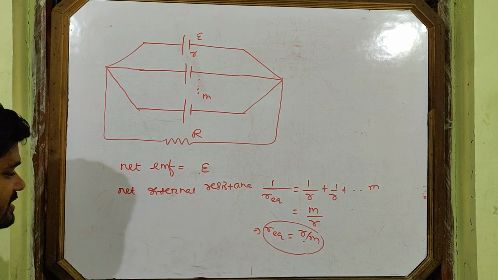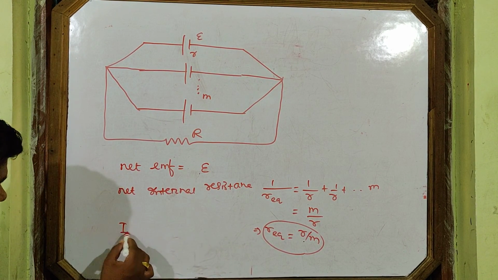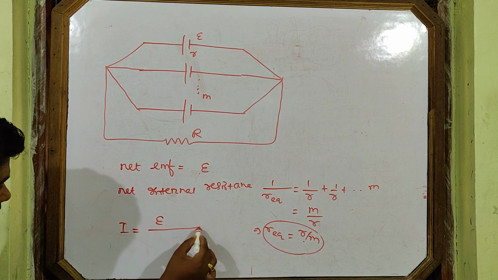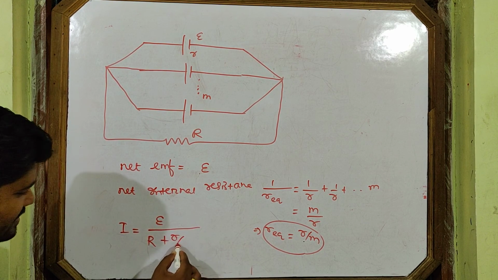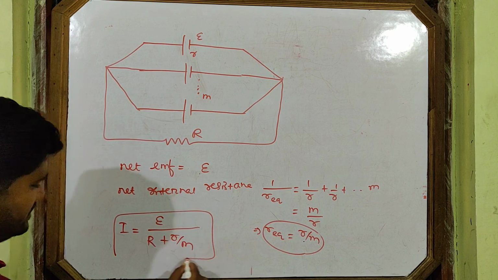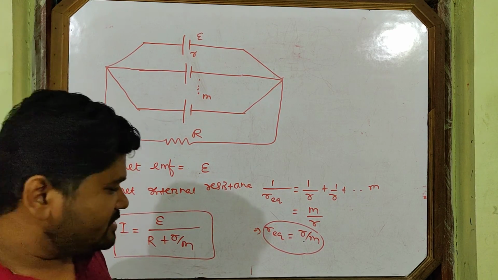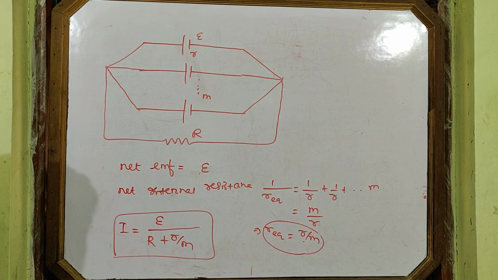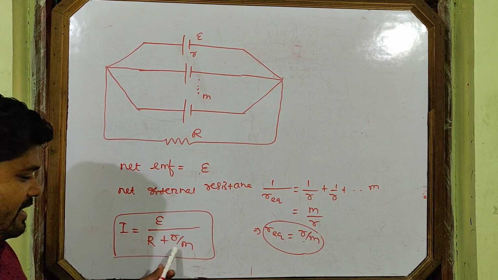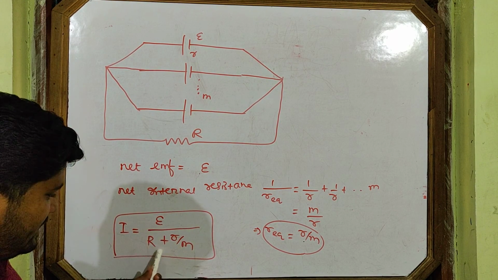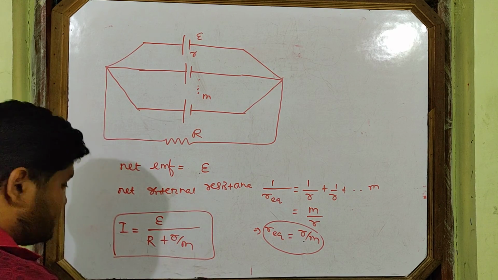So now what is the current in the circuit? Now current is equal to net EMF, which is E, by net resistance, which is R plus R by m. This is the current in the circuit. The expression of current in the circuit is this one: I is equal to net EMF by net resistance. We'll discuss the cases now.